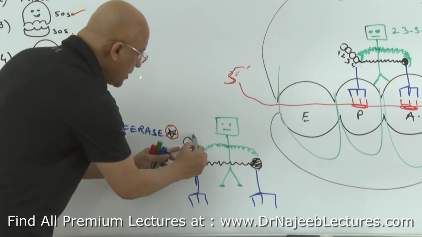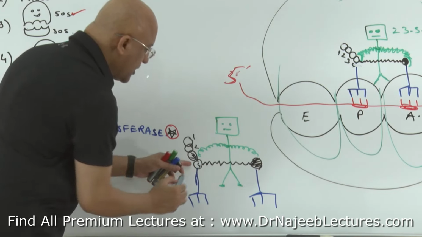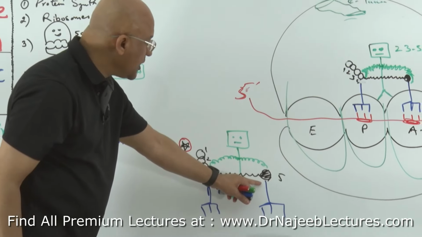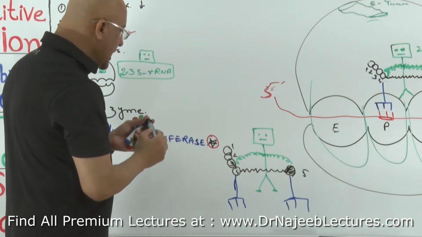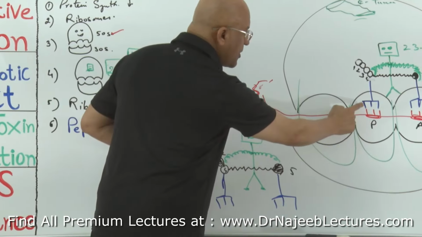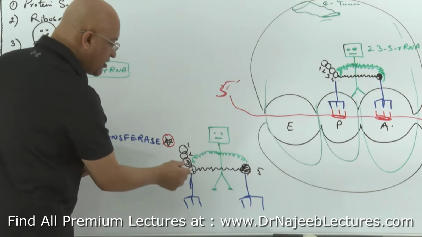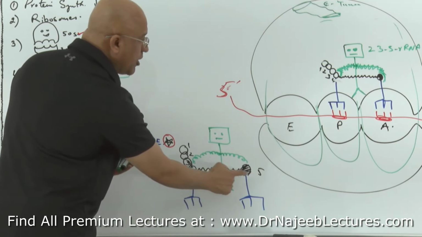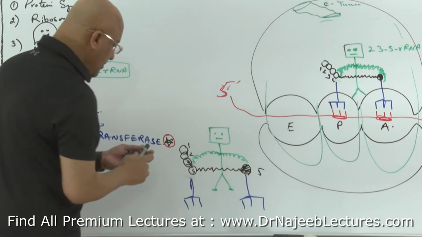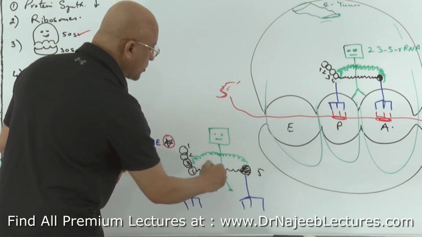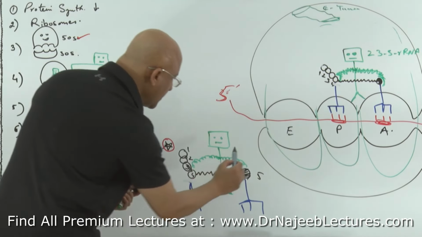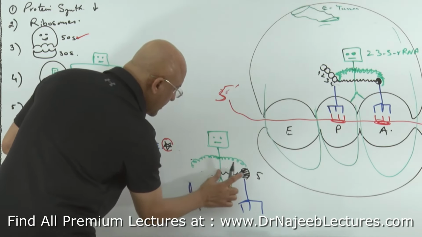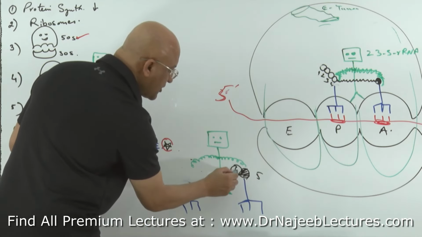Amino acids 1, 2, 3 and 4 were already part of the chain. Now the fifth, new amino acid is also connected with the chain. After that, it will dislodge the chain from the transfer RNA present in the P site. When it dislodges, the whole chain is transferred to the transfer RNA at the amino acid position. So the second work is that now the fourth amino acid is here.